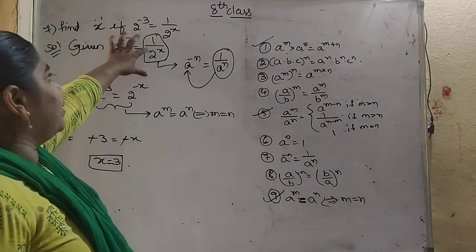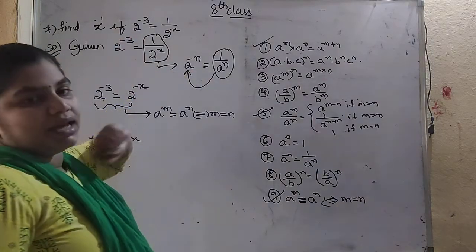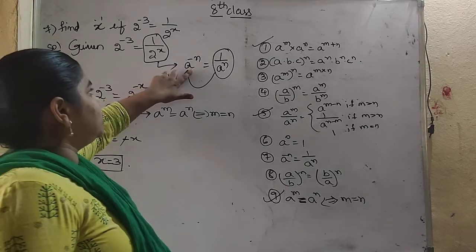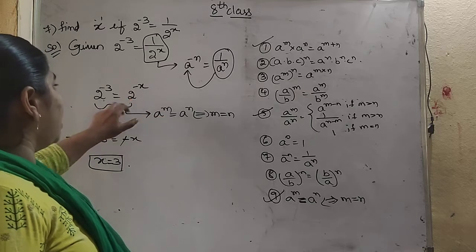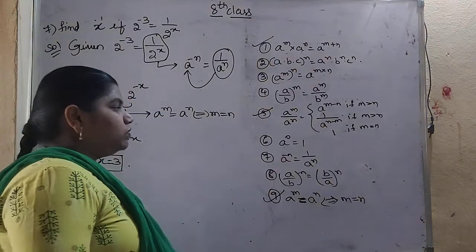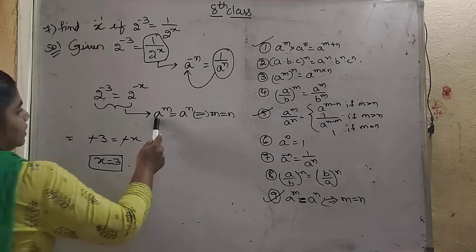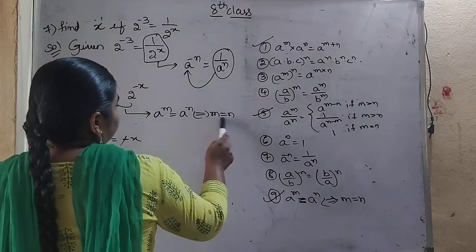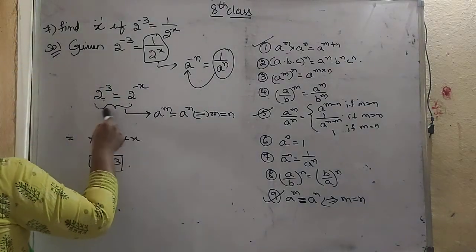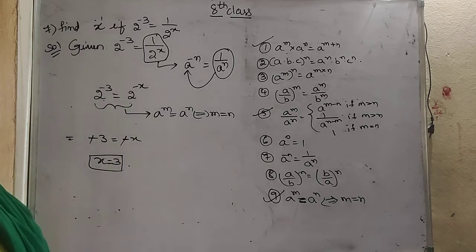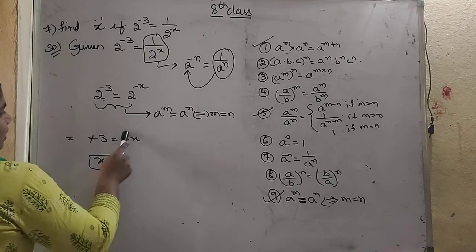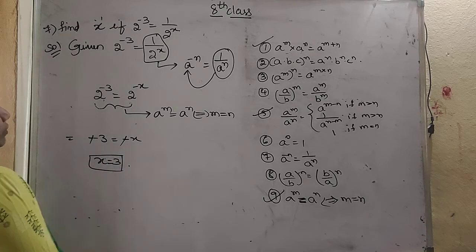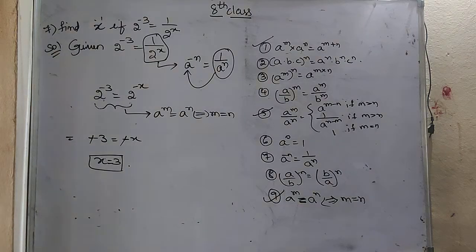I am converting this 1 by 2 power x in the form of a power minus n. So if I write this in the form of a power minus n, it will be 2 power minus x. Now here which formula am I using? I am using the last formula, that is a power m is equal to a power n gives rise to m is equal to n. So both bases are equal, in the middle we have the equal to sign, so we can equate the powers, that is minus 3 is equal to minus x. Minus minus will get cancelled. So x value is how much? 3. So this is our seventh equation, seventh solution.